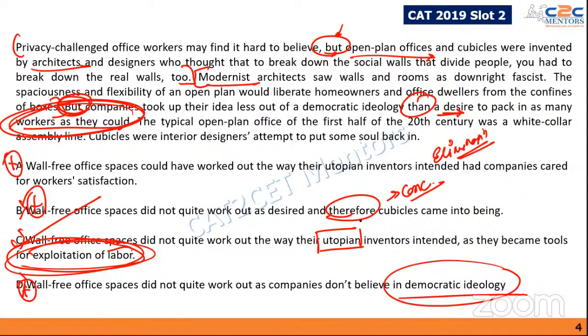डेमोक्रेटिक आइडियोलॉजी मुझे दिखता है, मेरे पैसेज में डेमोक्रेटिक आइडियोलॉजी है, बट मेरे पैसेज ने डेमोक्रेटिक आइडियोलॉजी को इतना इंपॉर्टेंस नहीं दिया है जितना उसके बाद जो लाइन है उसको इंपॉर्टेंस दिया है, which is desire to pack in as many workers as they can. It means exploiting the workers. That's how you nail it. That's how we crack it.